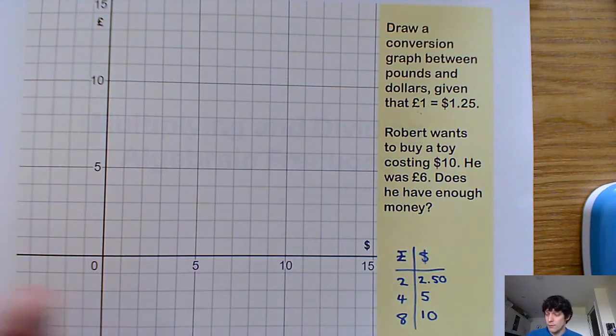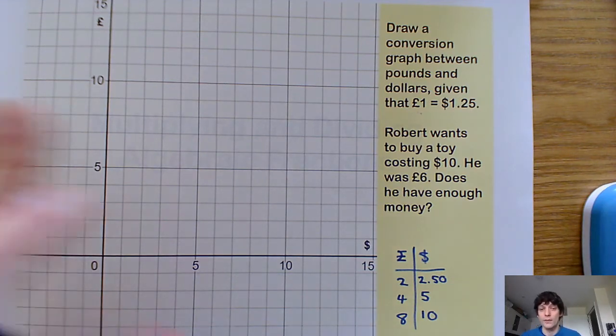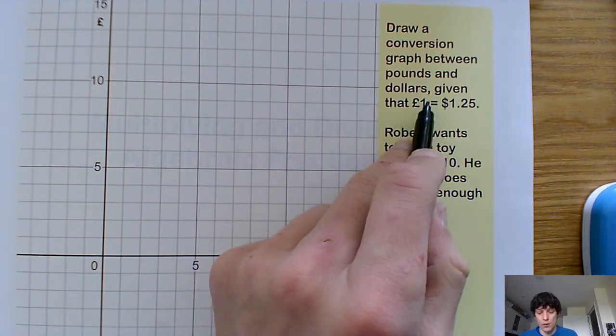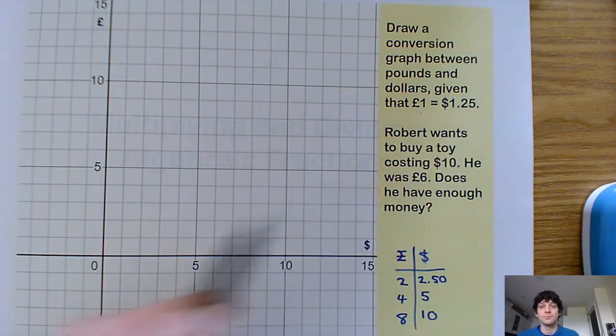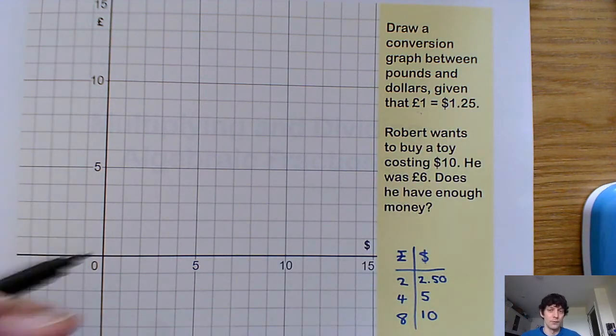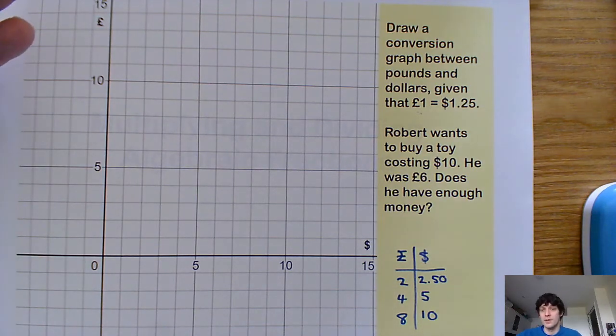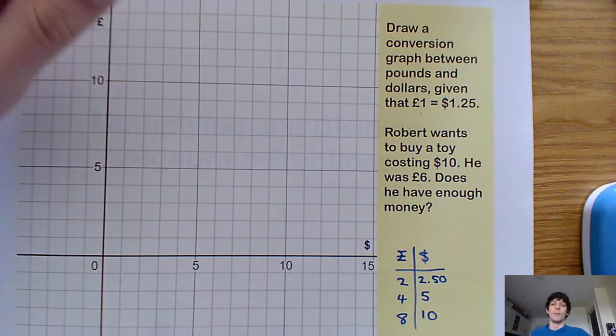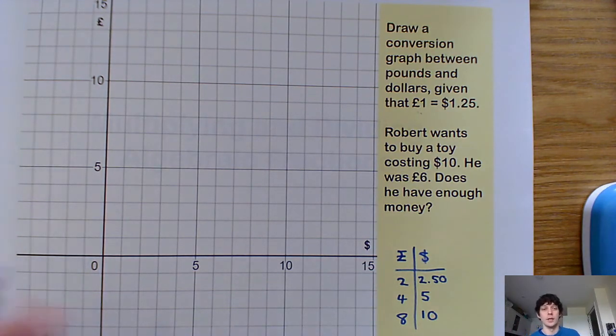And really, 3 points is all that I need here, because if I'm drawing a conversion graph like this, it's going to be a straight line if the things are in a ratio as they are here. Okay, so if it's consistent, like if we go up by £1, we go up $1.25. If we go up another pound, we go up another $1.25. That ratio never changes. So that's what gives me these straight line graphs.